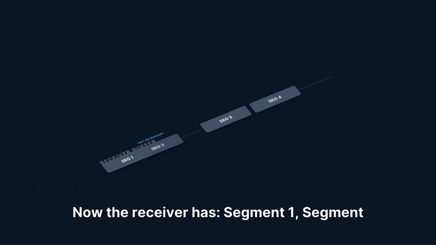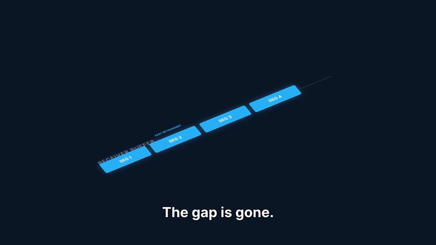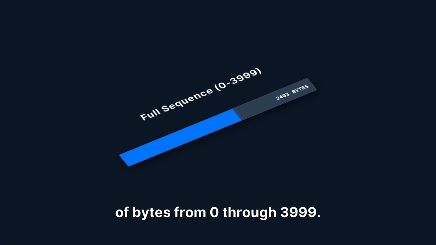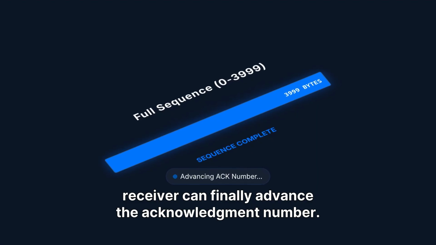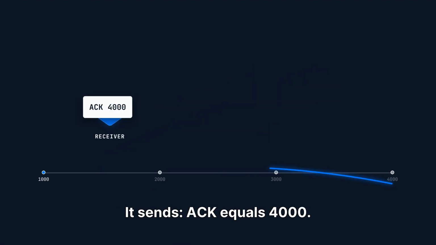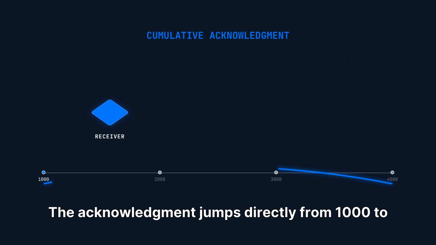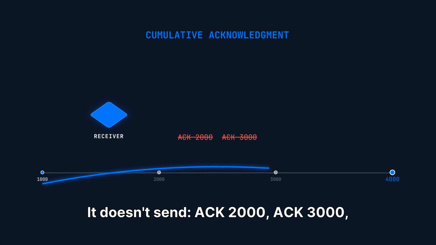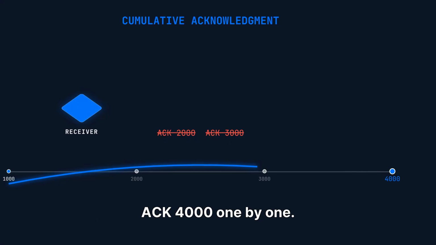Now the receiver has segment 1, segment 2, segment 3, and segment 4. The gap is gone. The receiver now possesses a complete sequence of bytes from 0 through 3999. Since everything is now in order, the receiver can finally advance the acknowledgement number. It sends ACK equals 4000. Notice something important. The acknowledgement jumps directly from 1000 to 4000. It doesn't send ACK 2000, ACK 3000, ACK 4000 one by one.